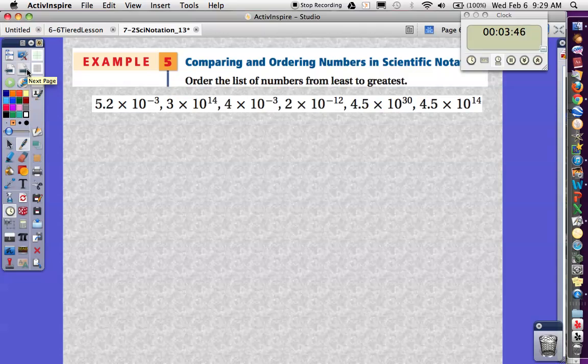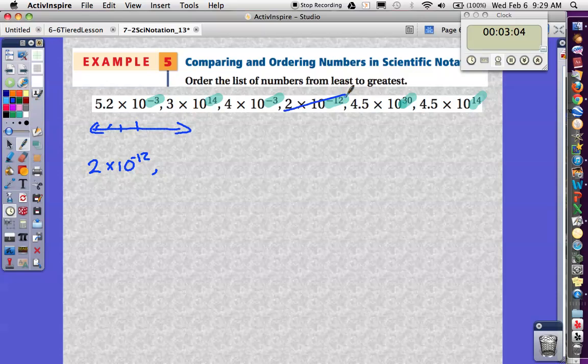So for example 5 then, if we want to try ordering these numbers from least to greatest, start by looking at their exponents. Look at the exponents first, right? Okay, we have -3, 14, -3, -12, 30, and 14. Put it in from least to greatest. Which number is going to be the smallest number? Well, the one with the most negative exponent is going to be the smallest. Which one's more negative, guys? -3 or -12? On a number line, -12 is way over here, -3 is right here. So -12 is going to be the most negative. That's your smallest number first.